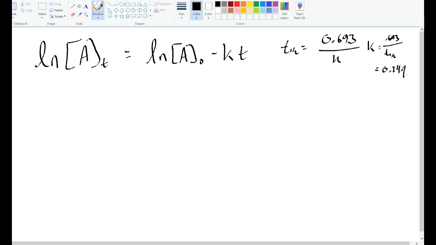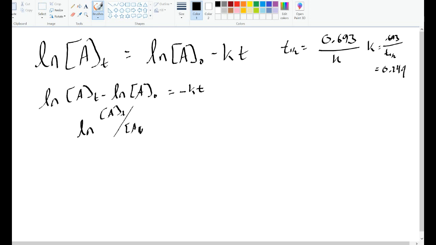All right, so what we're looking for is 80% instead of 50%. So natural log of A sub t minus natural log of A sub 0 is equal to negative kt. Then, thanks to the magic of logarithms, that gives us A sub t over A sub 0 all inside one logarithm. Sorry about the noise, that's my cat playing with the cat door. Is equal to negative kt.